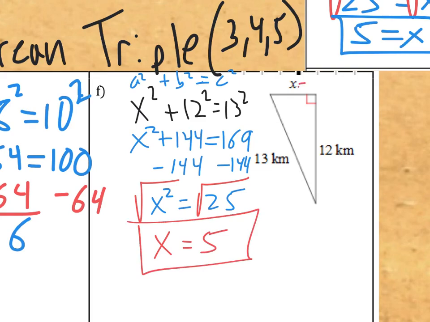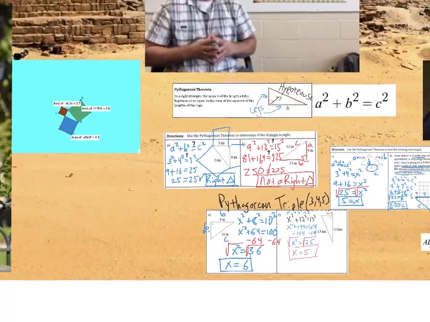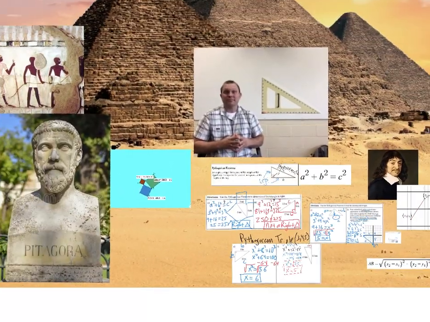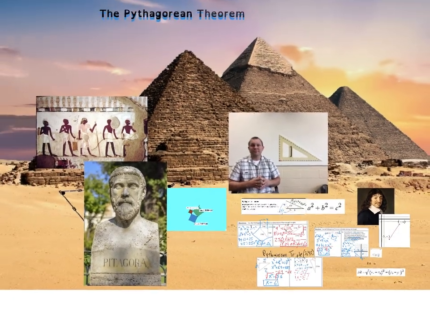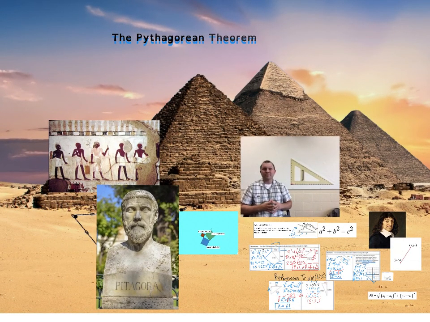Again, we get another Pythagorean triple. It doesn't always have to be a whole number. Sometimes it'll be a decimal. All right, so that's the idea there. That's the Pythagorean theorem. Again, one of the most important equations in all of mathematics. So super important. We'll use it all the time. Keep practicing it. Every time we have a right triangle, that's the key, a right triangle, we know that a squared plus b squared equals c squared.